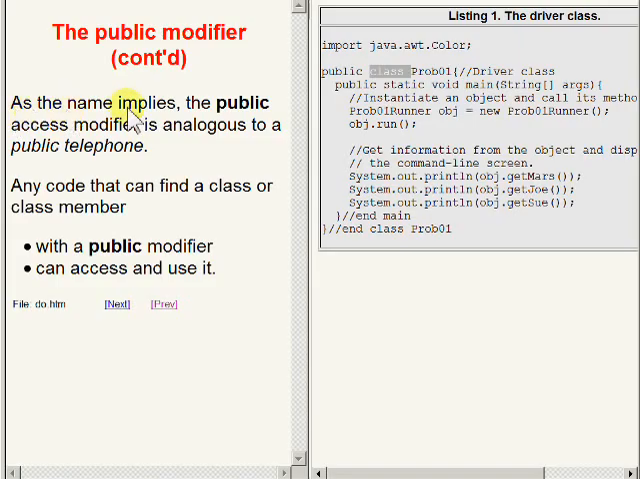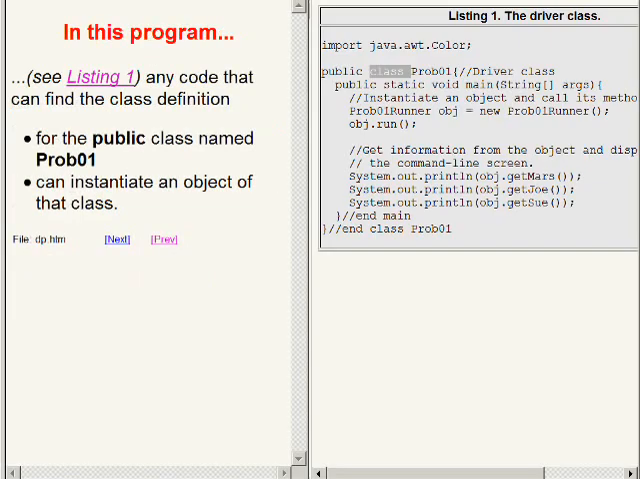As the name implies, the public access modifier is analogous to a public telephone. Any code that can find a class or class member with a public modifier can access and use it. For example, in this program, any code that can find the class definition for the public class named prob01 that you see on the right side of your screen can instantiate an object of that class.